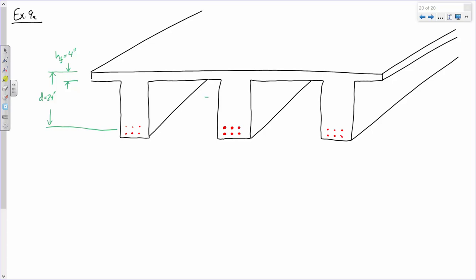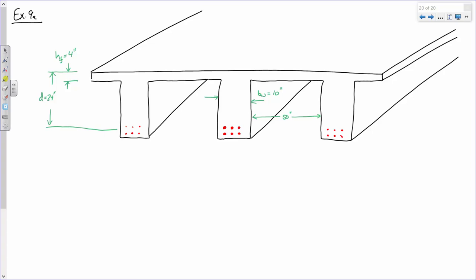Okay, now we've got this term here. This is B sub W, and it's 10 inches. And then there was another term I gave you. I gave you the clear distance between the webs, okay? And so what that distance would be is the distance from here to here, between the faces of the webs. And that's 50 inches, okay?